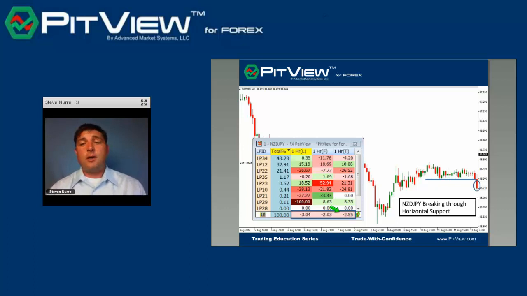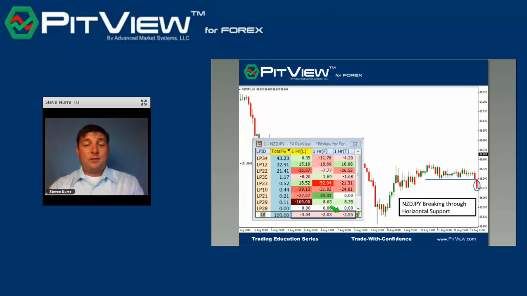We can look at all three of them. All we know now is we know that there's a strong yen. We know that the yen is strongest against New Zealand. We know it's breaking through a horizontal support level. And whenever something breaks through into a new support or breaks through resistance, that can be a buy or a sell signal in the market.